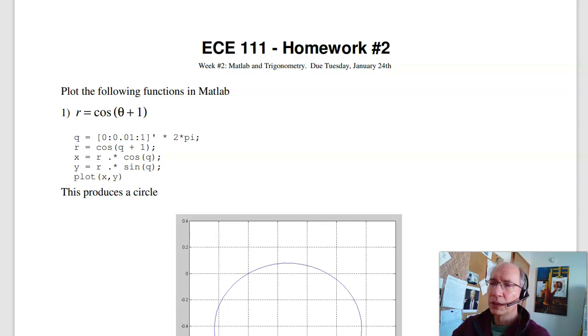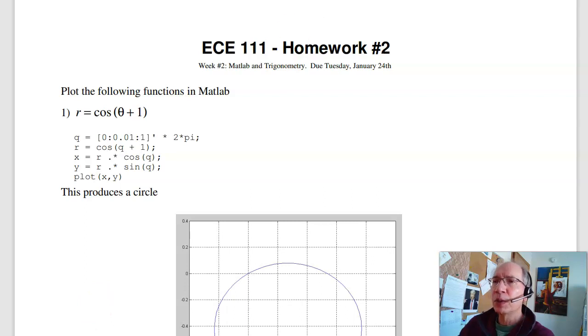Here are solutions to homework set number 2 for ECE 111. This week we're looking at MATLAB and trig functions as well as solving functions equal 0. Now the first one is rectangular to polar conversions.